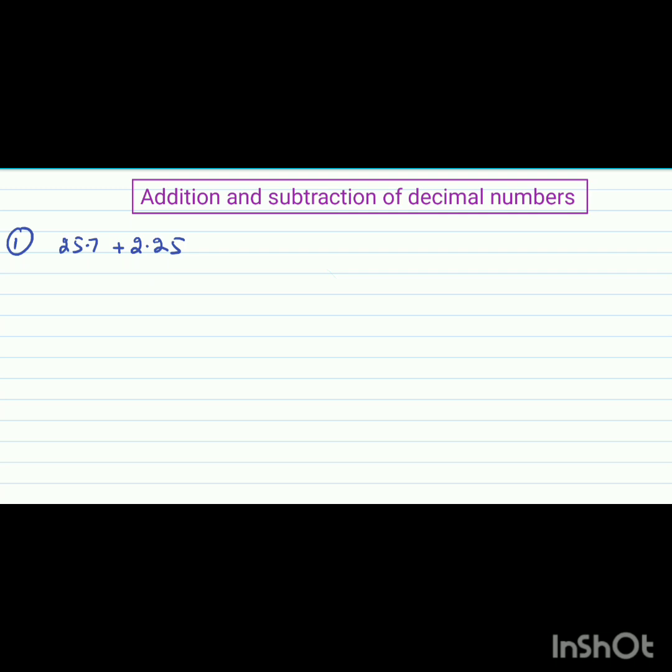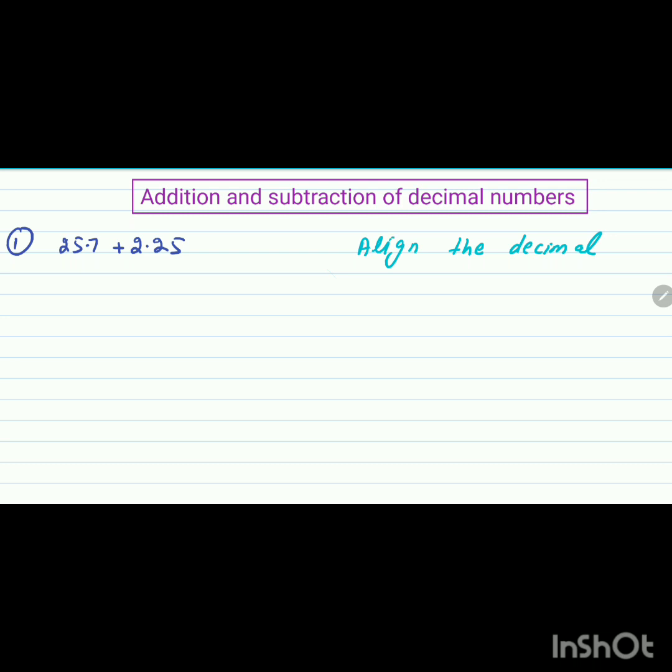So I will tell you how to add and subtract two decimal numbers. The main thing that you have to remember in adding and subtracting decimal numbers is to align the decimals. Align the decimal. Now what does it mean?